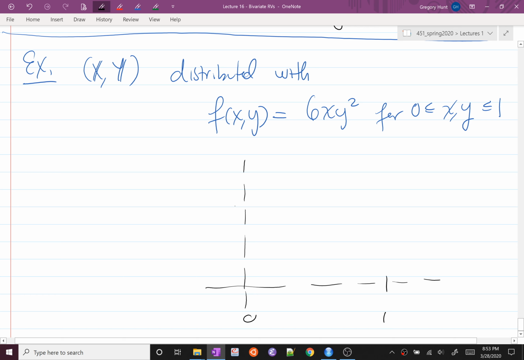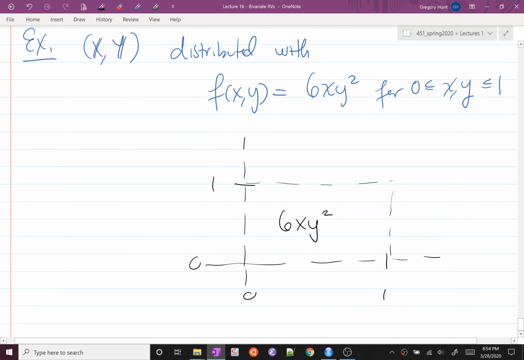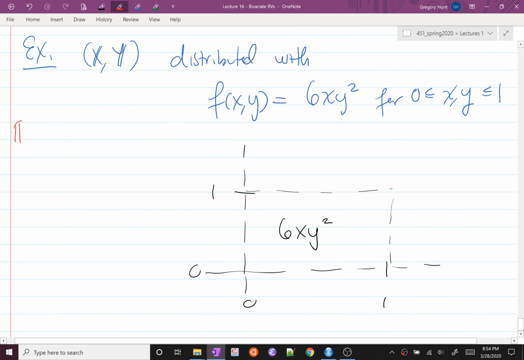0, 1, 0, 1. So this is the area in which I'm interested. My PDF is 0 outside this box, and it has the value of 6xy squared inside that box. And what I want to calculate is the probability that x plus y is bigger than or equal to 1. It doesn't really matter, since it's continuous.